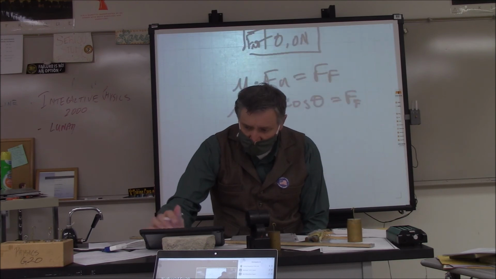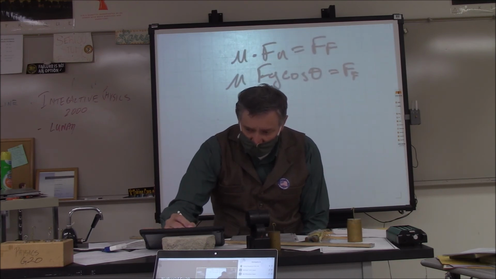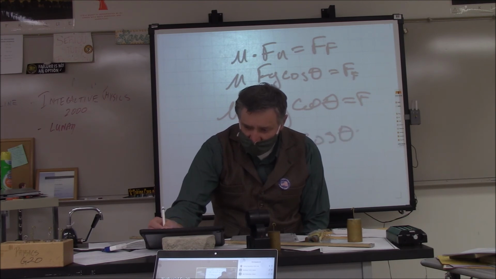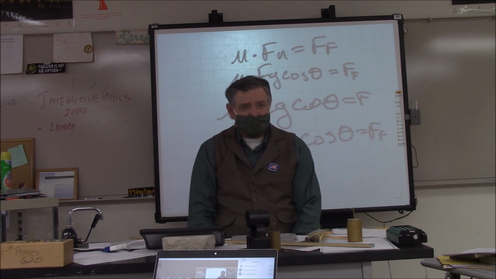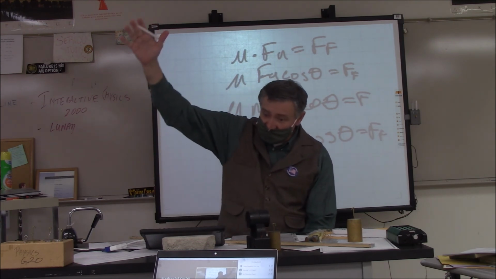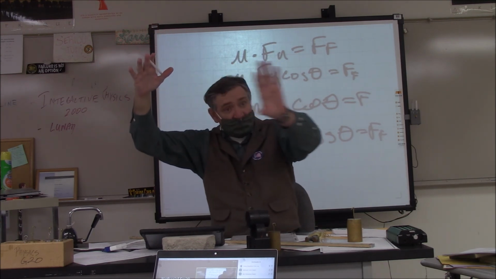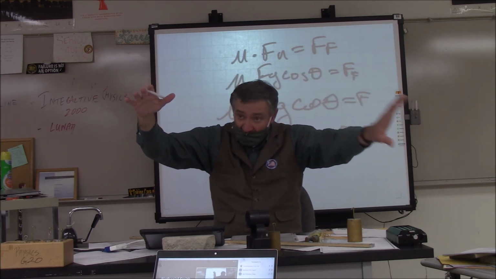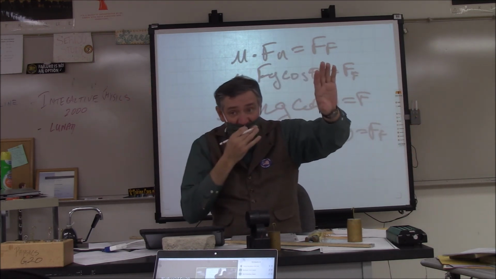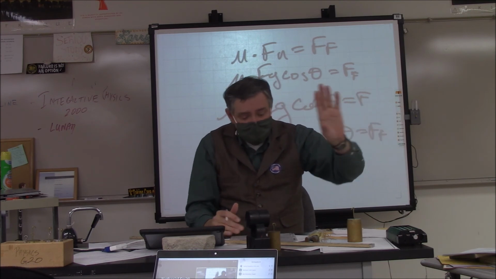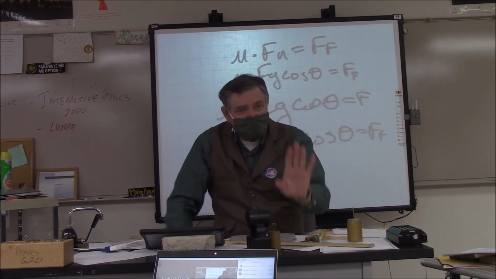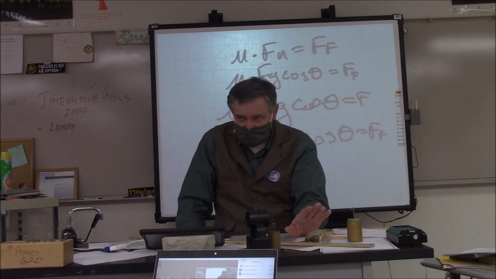which, if you want to do it all at once, would be mu mg cosine theta equals force friction. Your applied force going up is balancing out your force parallel and your force friction, which is also acting down. So if all goes well, your answer to number 1 is something around the legal drinking age.